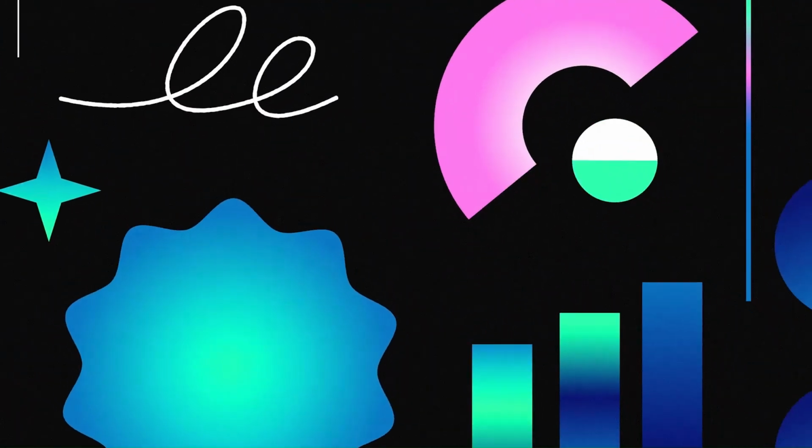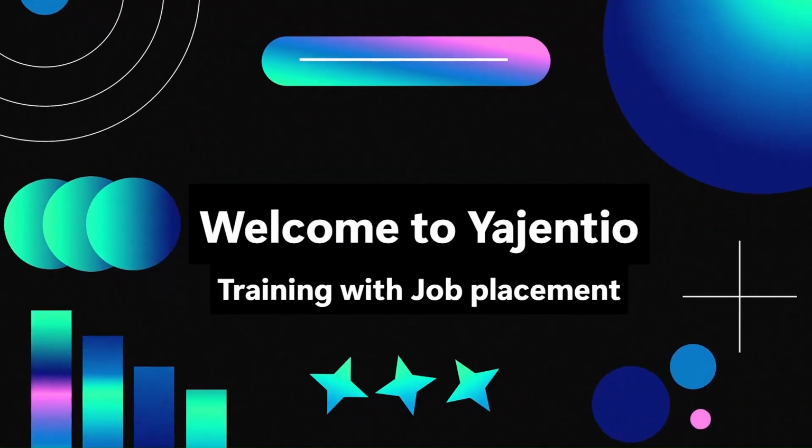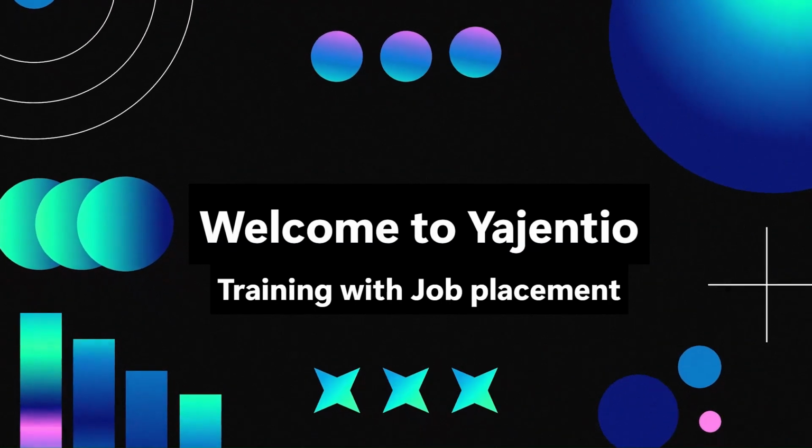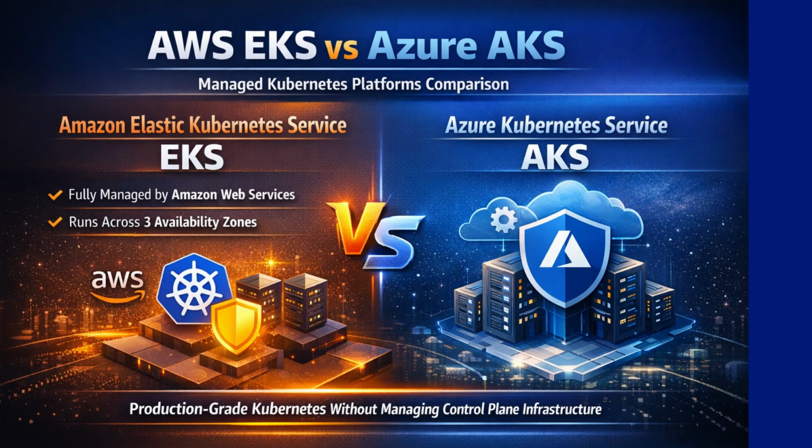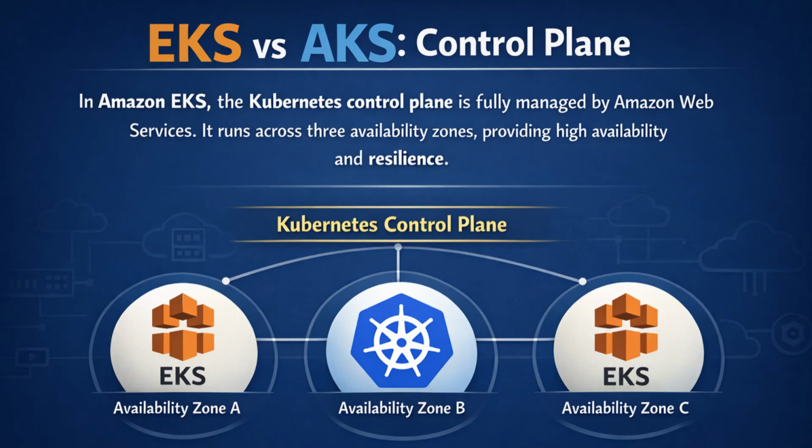In today's video, we are going to compare two of the most powerful managed Kubernetes platforms in the cloud: Amazon Elastic Kubernetes Service, commonly known as EKS, and Azure Kubernetes Service, also called AKS. Both platforms allow organizations to run production-grade Kubernetes clusters without managing the complex control plane infrastructure. Let's break down the comparison feature by feature.